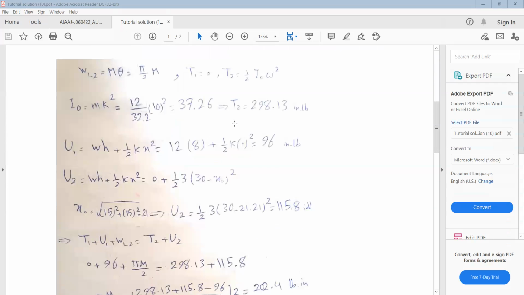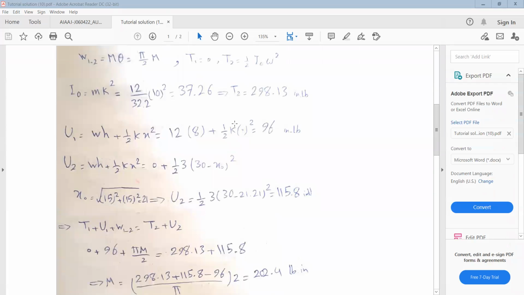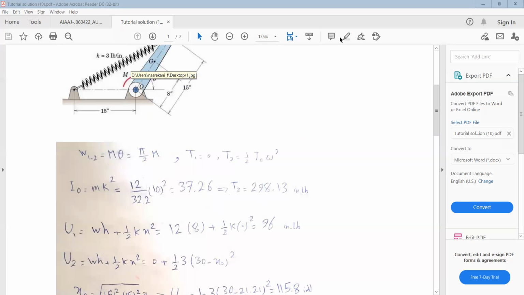So if we write the work equation, the work from position 1 to position 2 is equal to M times theta. Here the external load is M, in fact, the moment. The work done by M is equal to M times the change in theta from position 1 to position 2, which is from theta equal to pi over 2 to theta equal to 0. So W1-2 is pi times M over 2.